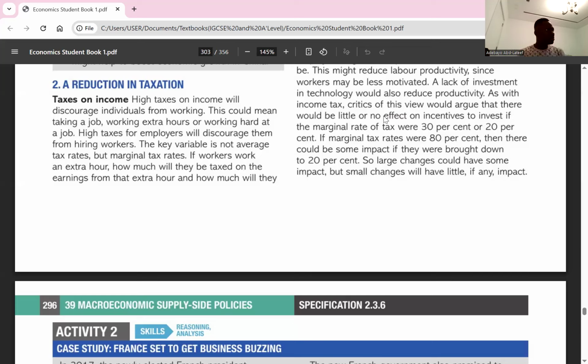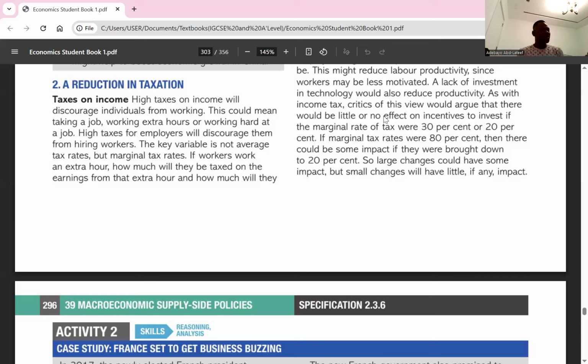The second, do you get it or not? Yes. The second one: cutting marginal tax rate on income may result in inequality of income because the gap between the low and the top income earners will widen. The high income earners don't have to work as many extra hours before they get more. But low income earners have to work more extra hours to get more.